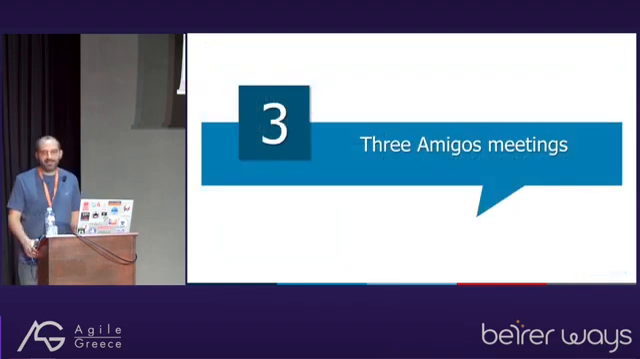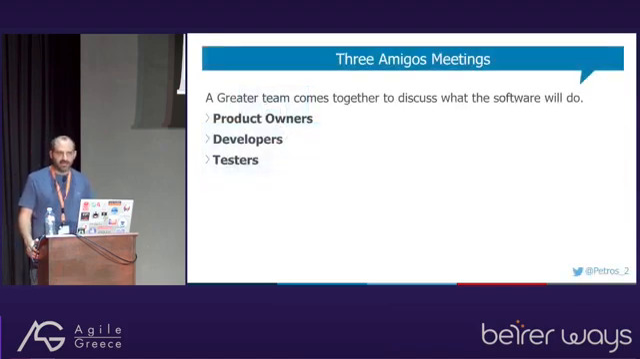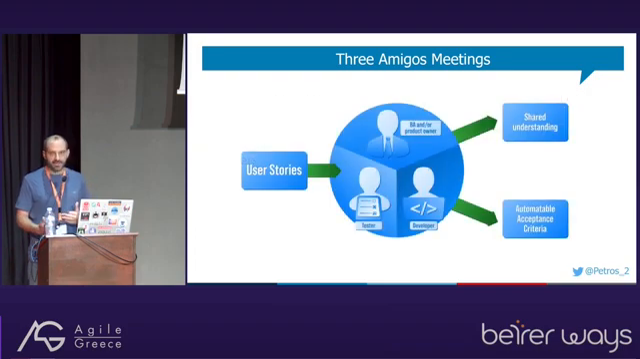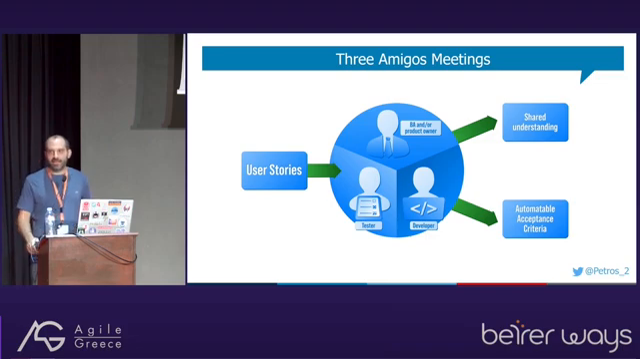One of the most important parts is the three amigos meeting. Instead of having one tester, for example, working alone, creating feature files, a greater team comes together to discuss what the software will do. So, in three amigos meetings, product owners, developers, testers, analysts come together, sit inside a room, and come up with examples on how the software should behave, and write them down as feature files and scenarios.